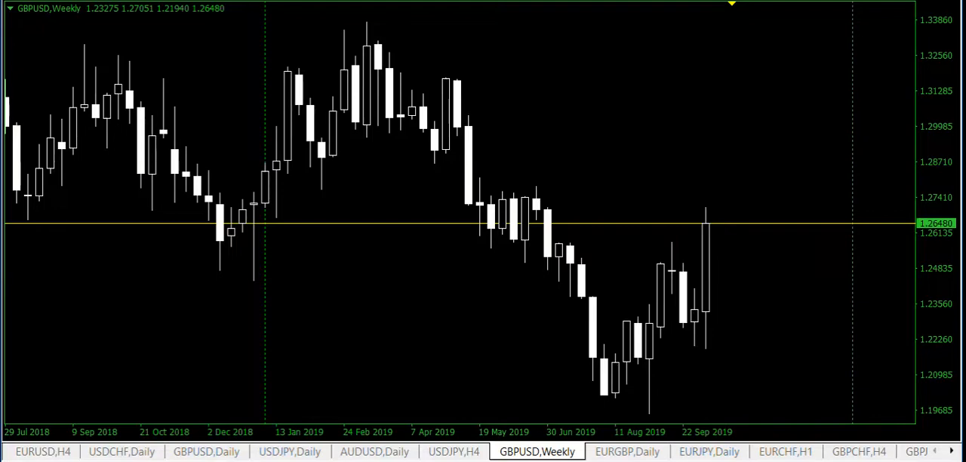Now on the weekly, look at that seller's window. Nice trade here. Sell all the way above that wick.